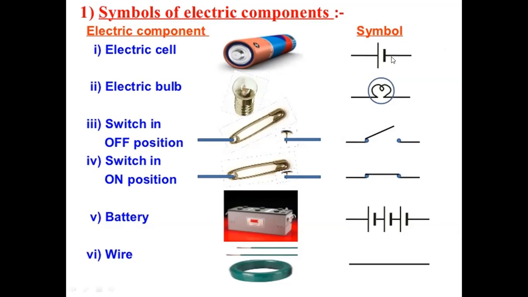Like the first one, this is the symbol for an electric cell, in which two parallel lines are drawn. One is longer than the other. The longer line represents the positive terminal, and the shorter line represents the negative terminal. Second is the electric bulb. This is the symbol of an electric bulb, जिसे हम एक उल्टा W इस तरीके से draw करते हैं.